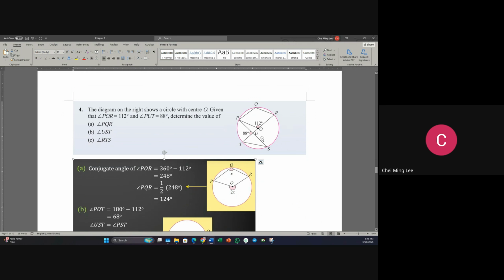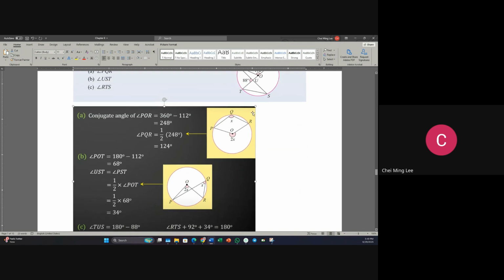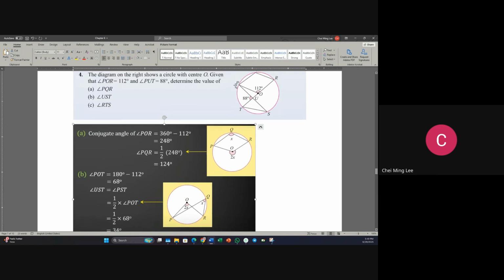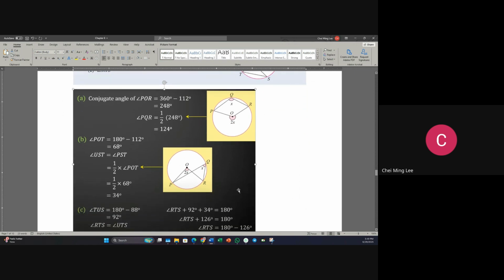And then for UST, where is it? UST is actually this one. And this one is half, correct? PST is the half of this. And you can get this by using 180 minus 112. So you get POT first. POT is 180 minus 112, which is 68. And UST is equal to PST. So if it is equal to half of this, so half of 68, which is 34 degrees.